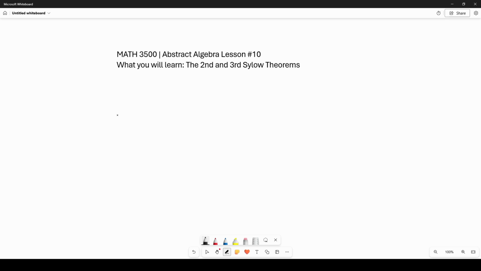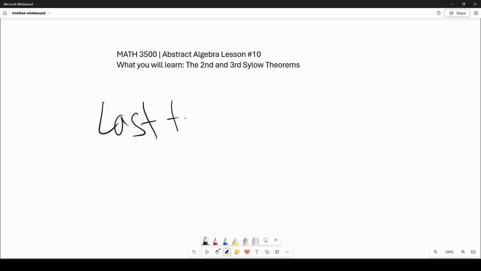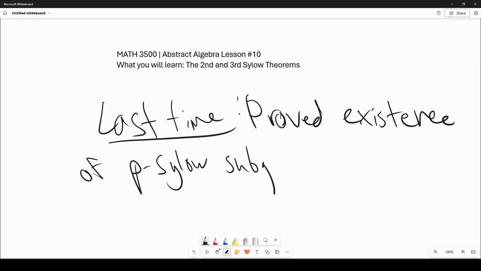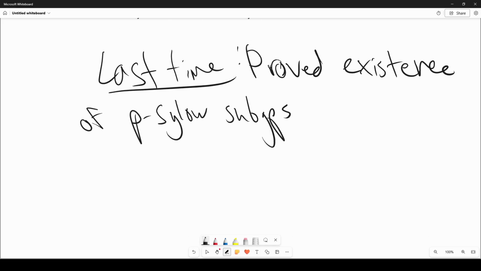So last time we proved the existence of p-Sylow subgroups. You can kind of imagine that this step, the first Sylow theorem, is kind of getting our footing for Sylow subgroups. You kind of have to prove they exist before you prove anything more interesting about them. Because, well, if they don't exist, then what's the point of really studying them?